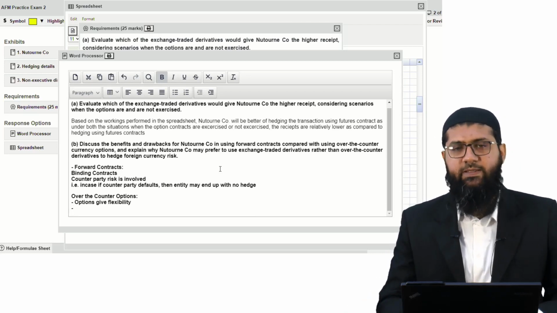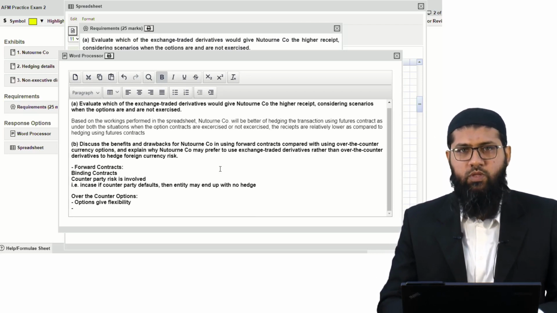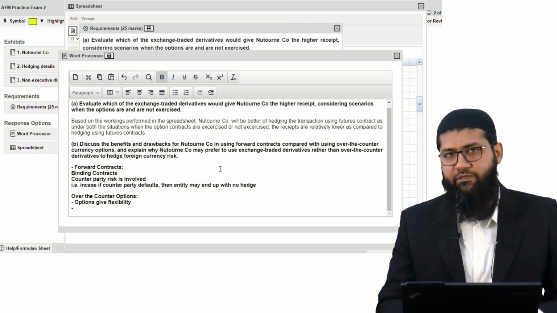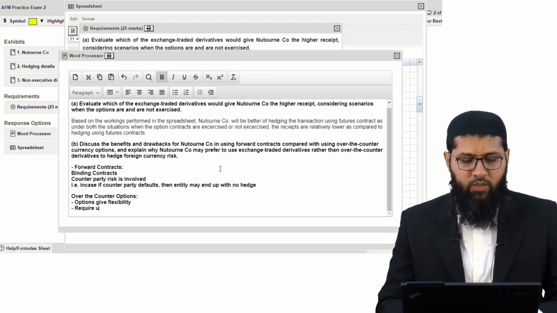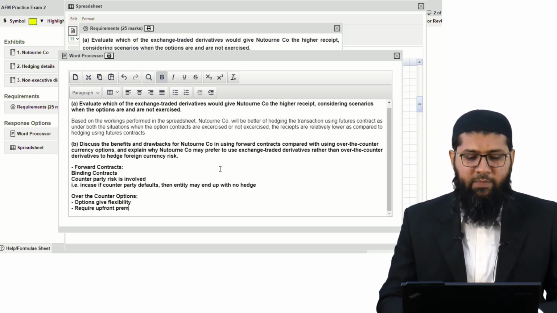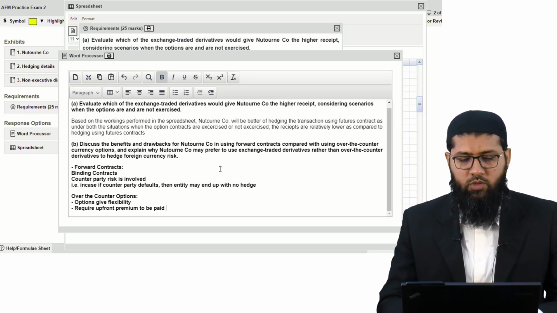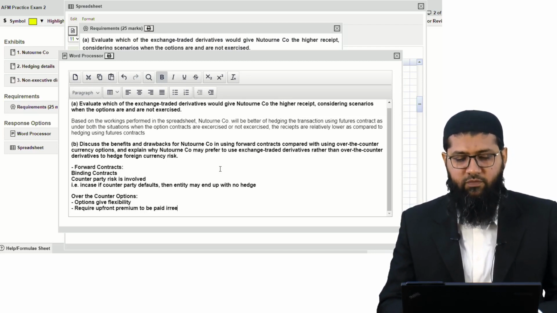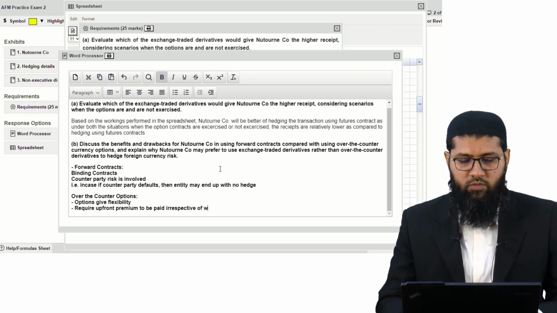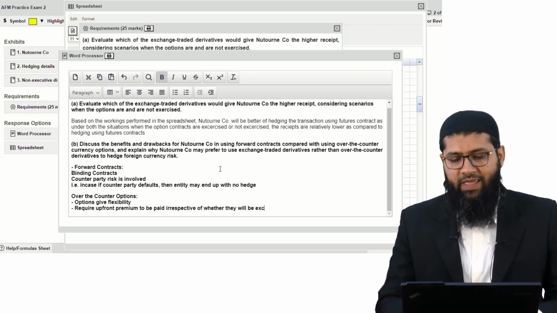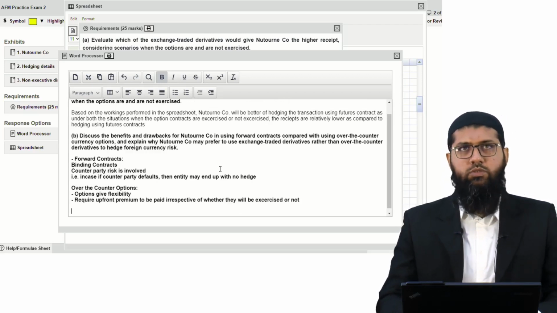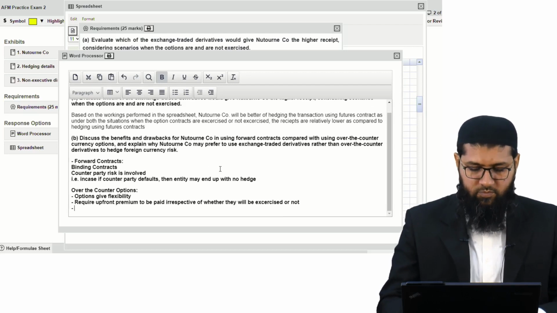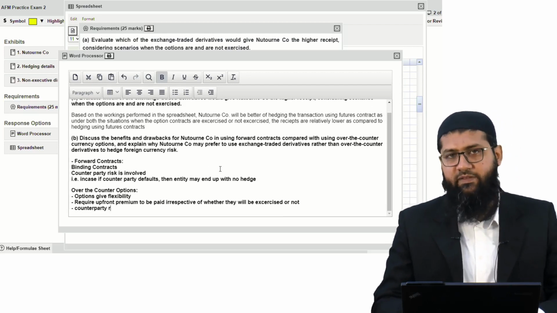The next thing is that, the first thing is the options, they give the flexibility. The second thing is that they require upfront premium to be paid, irrespective of whether they will be exercised or not. Counterparty risk involved.